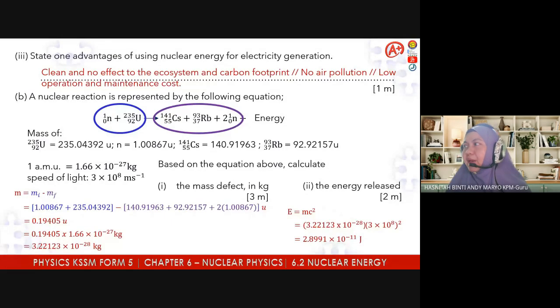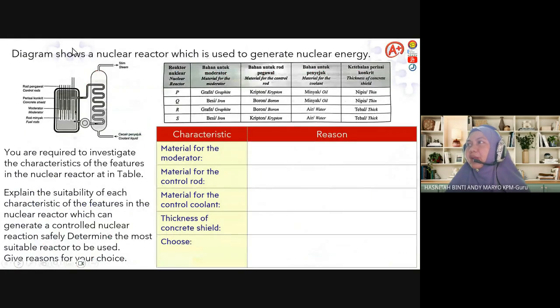So I think we have come to the final question here in this module, the long essay question involving nuclear power plant. Okay, this one. They give you a reactor, which is used to generate nuclear energy. So you are required to investigate the characteristics of the features. So they give you four choices there. Nuclear reactor P, Q, R, and S.